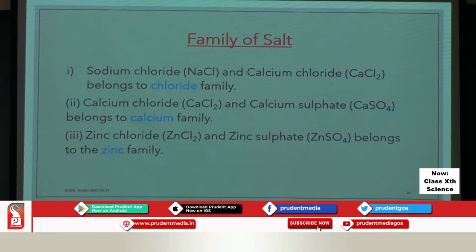Now let us learn about the family of salts. We have the chloride family, calcium family and zinc family. Sodium chloride and calcium chloride belong to the chloride family. Calcium chloride and calcium sulfate belong to the calcium family. Zinc chloride and zinc sulfate belong to the zinc family. So these are various families of salt. This is just for your brief information.